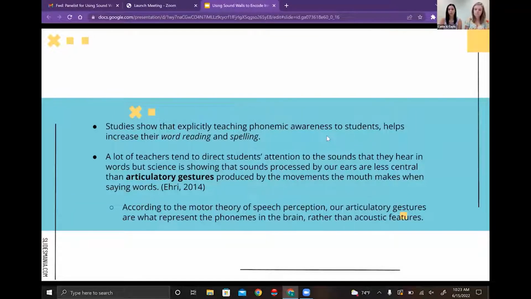According to the motor theory of speech perception, our articulatory gestures are what are represented in the phonemes in our brain rather than the acoustic features. Just like we mentioned before, when we say a word prior to seeing it, and then we feel those parts of the word, it's definitely helpful to hear it as opposed to seeing it first.